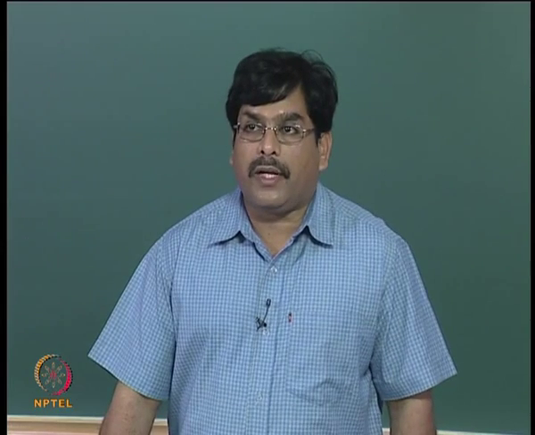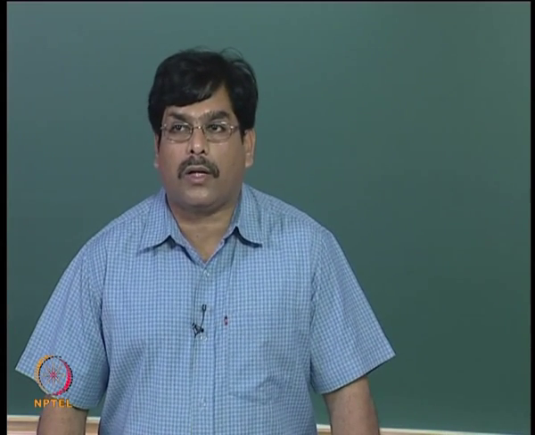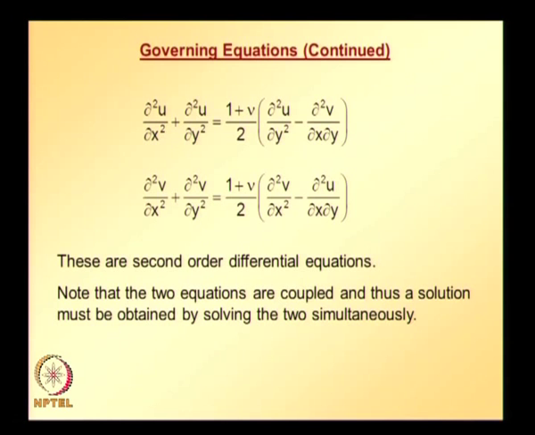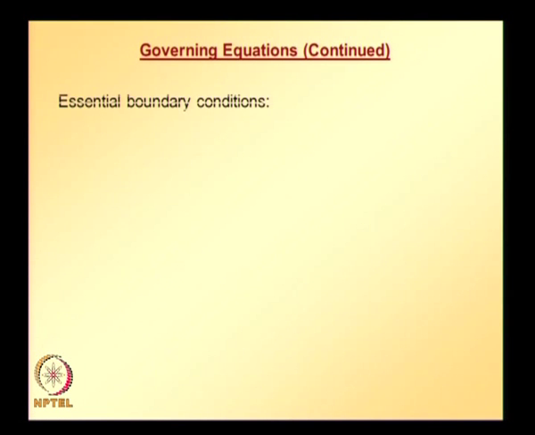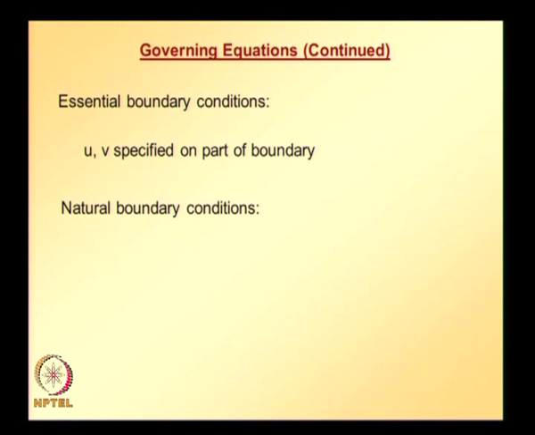Since this is a 2-dimensional elasticity problem, you can easily guess what the essential boundary conditions are going to be. Displacements are going to be the essential boundary conditions, and forces are going to be natural boundary conditions. So, essential boundary conditions specify the displacements in the x and y directions on a specified part of the boundary, and natural boundary conditions specify surface forces.